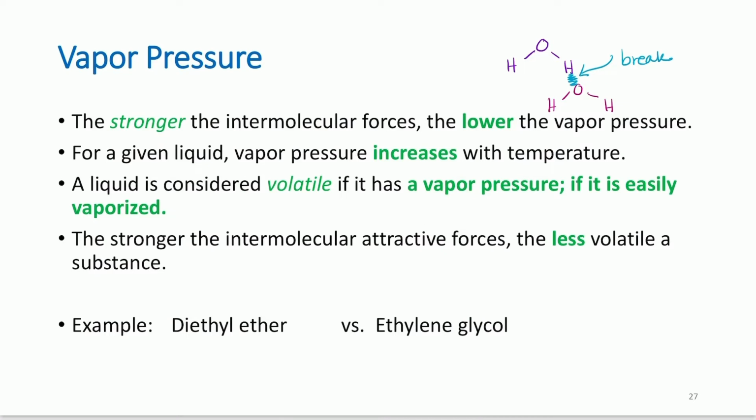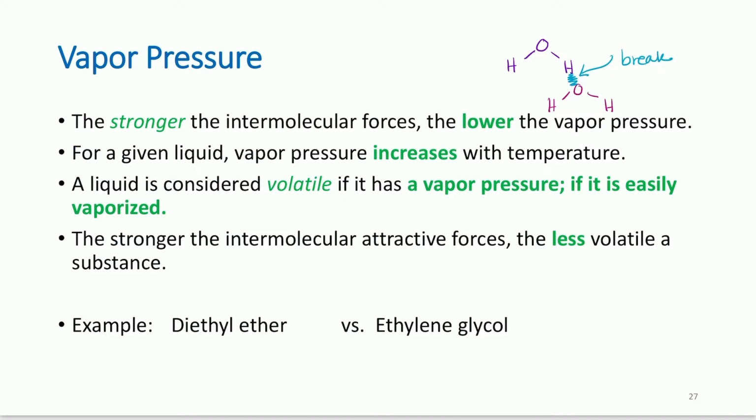A liquid is considered volatile if it has a vapor pressure, meaning it's easily vaporized. If something is able to enter the vapor phase, it is volatile. That means it doesn't actually boil, but the volume that you visibly see will be decreasing. Things that enter into the gas phase easily. So things like if you spray a perfume, you spray an air freshener, those are liquid in their can or in their container, but they come out as a gas. And then they spread, oftentimes like perfume, because it smells good, it spreads as a gas phase. The stronger your intermolecular forces, the less volatile a substance.